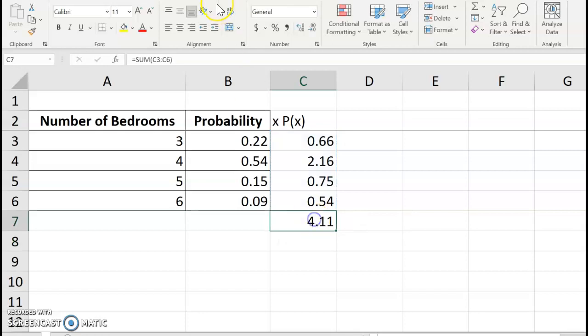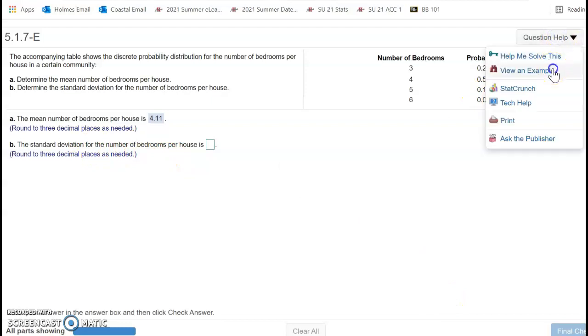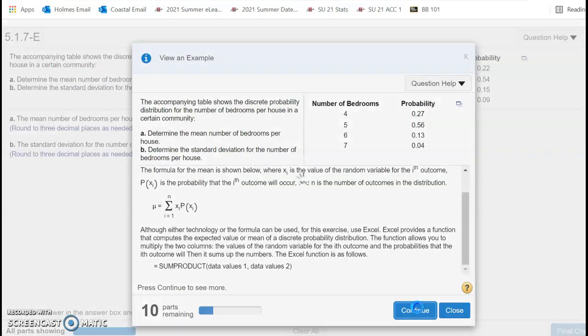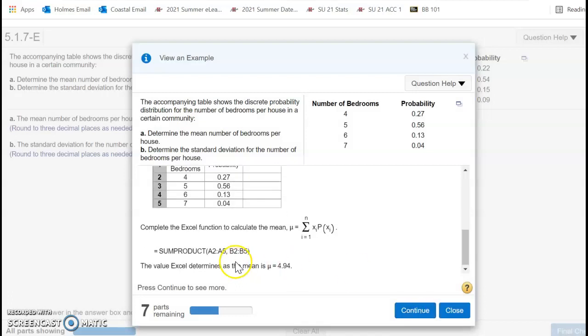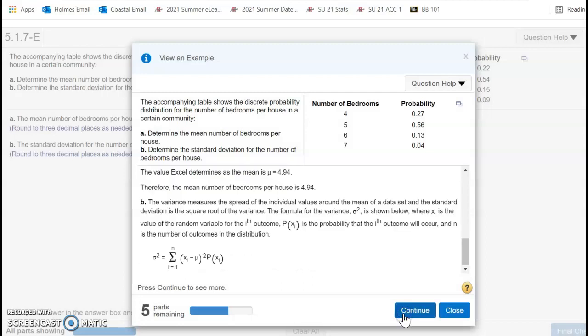So your mean is 4.11. I'm just going to write that below it. Okay, now we want to do the standard deviation. And sometimes with the homework, it will count off if it is not rounded exactly how the problem is requiring it to be. So we've already done this part. I'm going to skip on down.